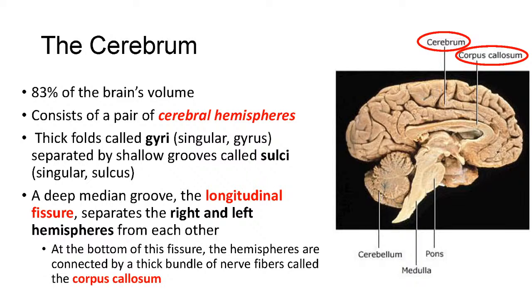All right, so that was the spinal cord and the spinal nerves. Next, we're going to talk about the brain and the cranial nerves.